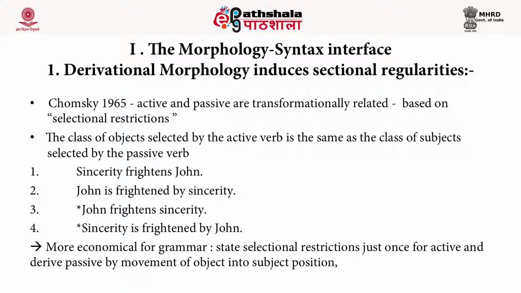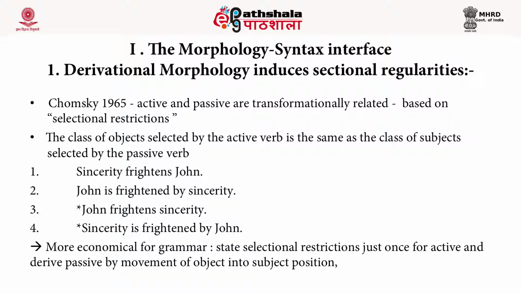Sentence 1. Sincerity frightens John, and its passive, Sentence 2. John is frightened by sincerity. We see that frightens selects John as one of its arguments, which can then become not an object but a subject in its passive form. Compare this with sentences 3 and 4. John frightens sincerity. Sincerity is frightened by John. Frighten as a verb does not select sincerity as its object in the active form, and hence it cannot take it as a subject in the passive form.